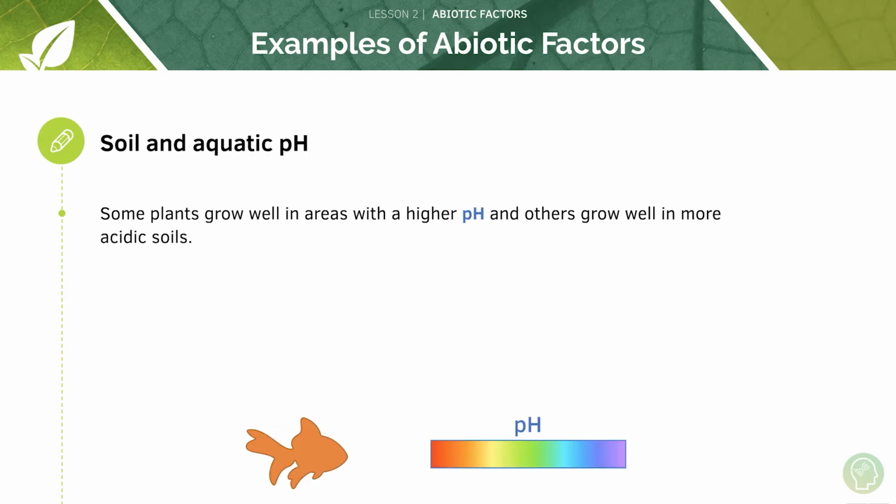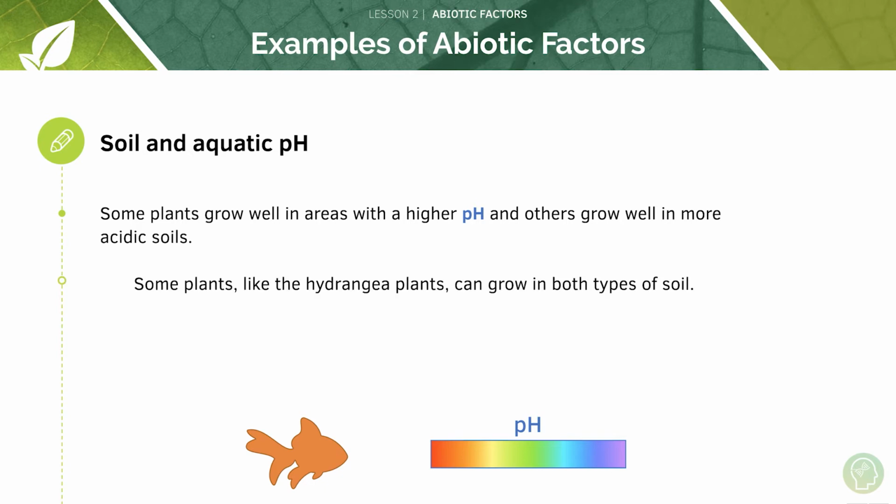Now that was moisture, so now we move on to soil and aquatic pH. Some plants grow well in areas with a higher pH and others grow well in more acidic soils, so those with a lower pH. Remember, the further we go up this side of the scale is our higher pH, that's more alkaline. The lower the pH number, the more acidic. Some plants, like the hydrangea plants, can grow in both types of soil.